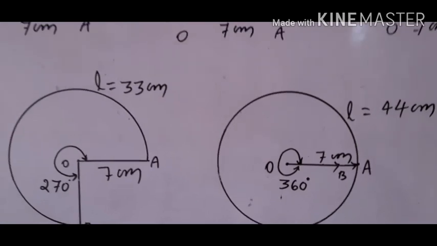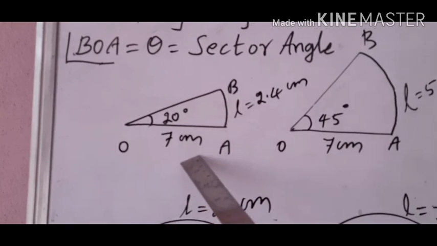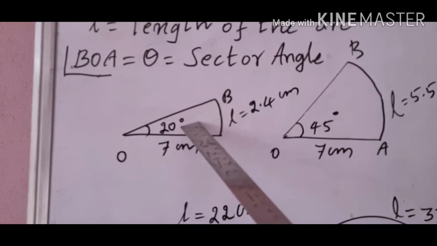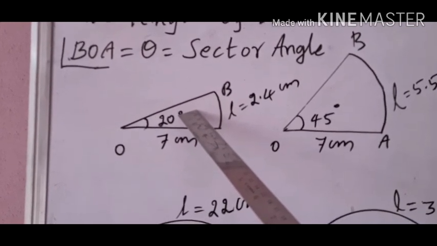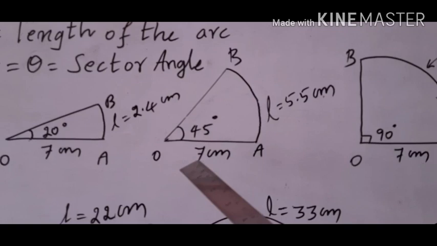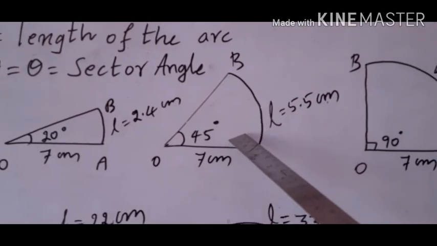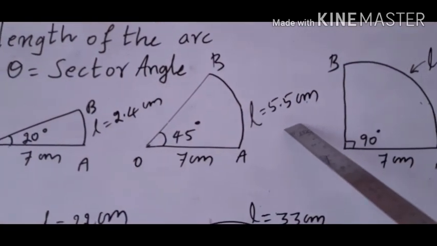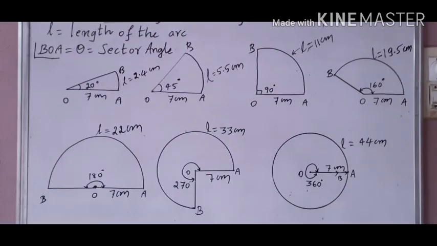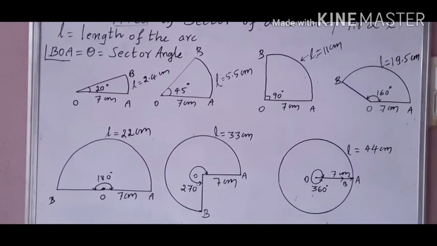But if I ask you to find out the area of the sector whose radius is 7 centimeter and central angle or sector angle is 20 degree, what will you do? Or if I ask you to find out the area of this sector whose radius is 7 centimeter and central angle is 45 degree and arc length L is 5.5 centimeter. Let us discuss in detail about how the area of the sector of a circle is calculated.